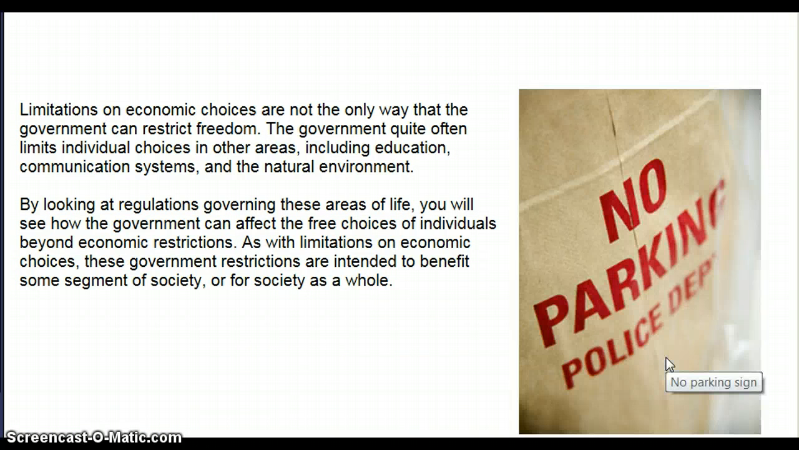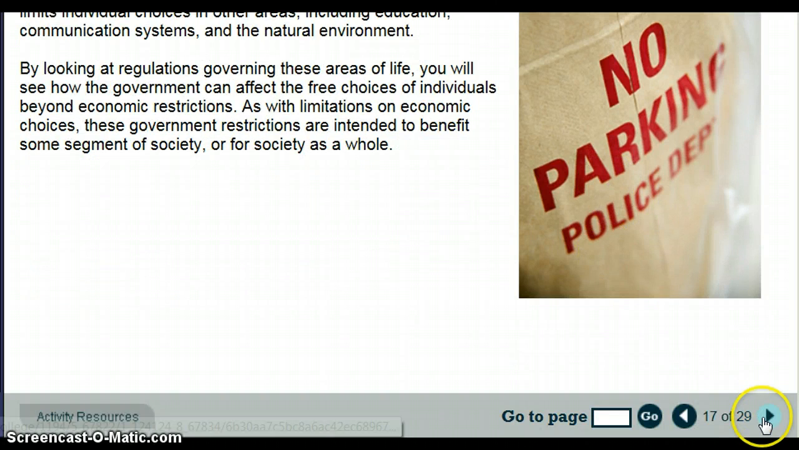Limitations on economic choices are not the only way the government can restrict freedom. The government quite often limits individual choices in other areas, including education, communication systems, and the natural environment. By looking at regulations governing these areas of your life, you will see how the government can affect the free choices of individuals beyond economic restrictions. As with limitations on economic choices, these government restrictions are intended to benefit some segment of society or society as a whole.